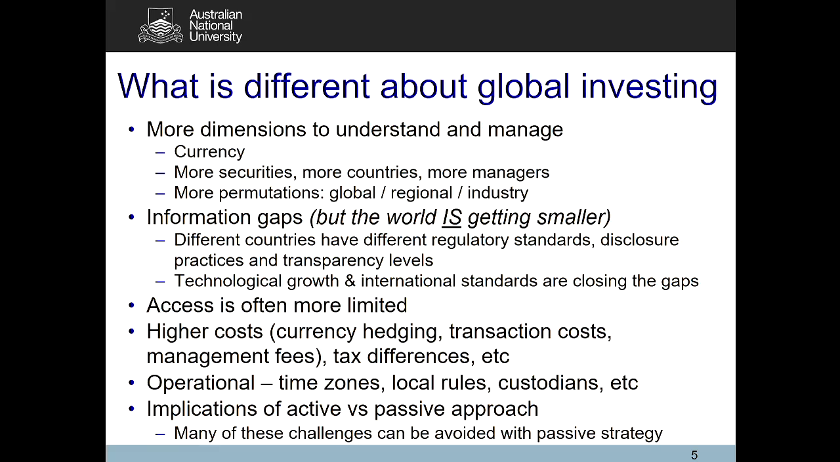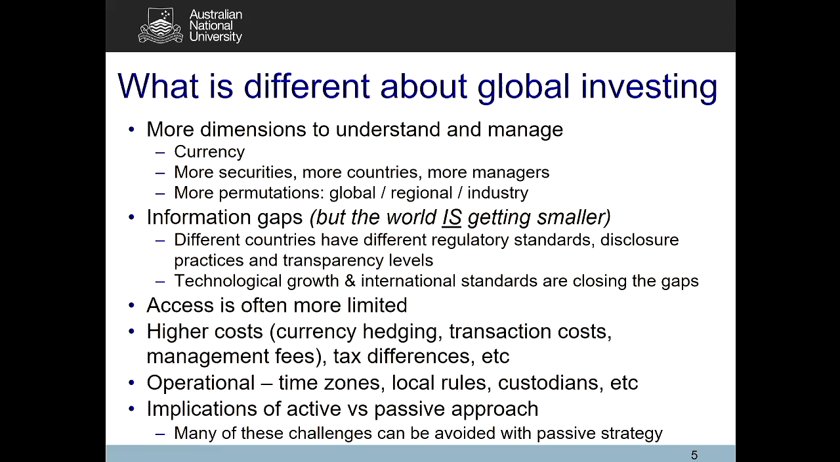Access is often more limited, so a lot of overseas managers don't even bother distributing to Australia. I mean, we're 3% of the global equity market, so we're 3% of the potential customers. A lot of managers just don't see it worth their while to set up a distribution channel here. There's higher costs. Are you going to hedge your currency? If you are, the very act of hedging is going to have costs for things like rolling over contracts. If you outsource it to an overlay currency manager, which we look at later, that's going to have management fees.